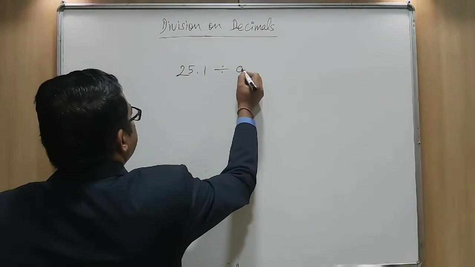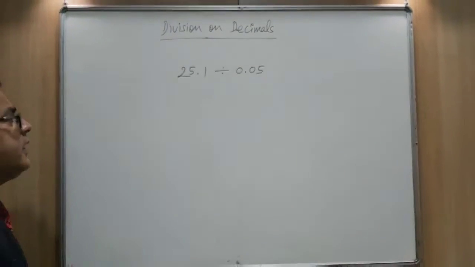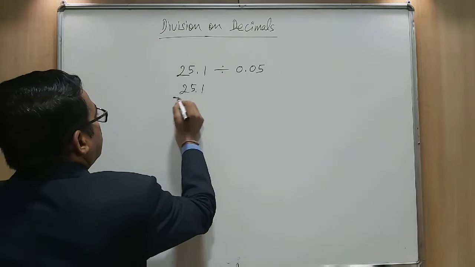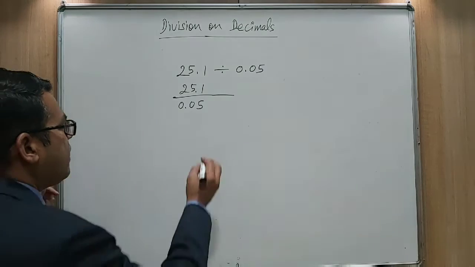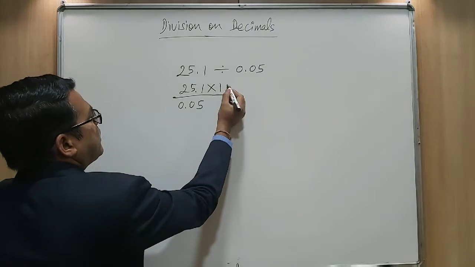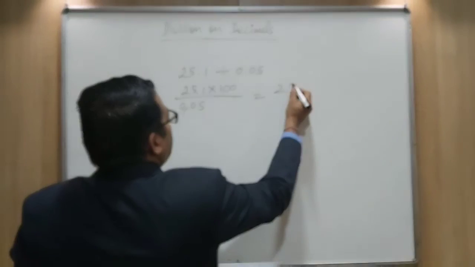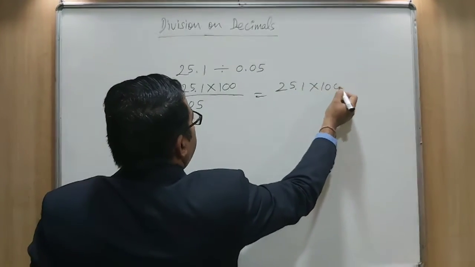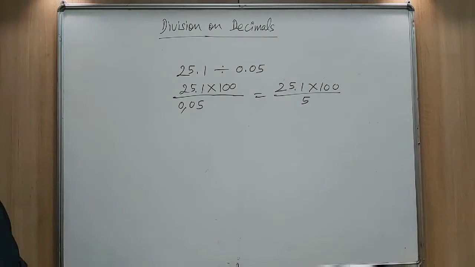21.5, and we are dividing it by 0.05, right? So what is the rule? The rule is to remove the decimal point from the divisor. This is the divisor. So how can we remove it? Write 1 there, then after the decimal point 2 places are there, so we can put 2 zeros and we can remove this decimal. So we can write it as 21.5 into 100 and divide it by 005, or simply 5 we can also write it.